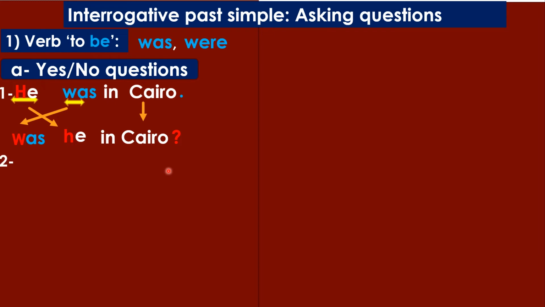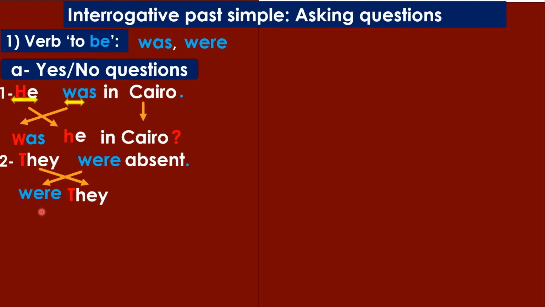Let's have a look at another sentence. Number 2. They were absent. Okay. So I'm going to do the same thing, the inversion. So were is going to be at the beginning of the sentence, and they is going to be after were. So they were is going to be were they, and absent is just going to come down as it is.